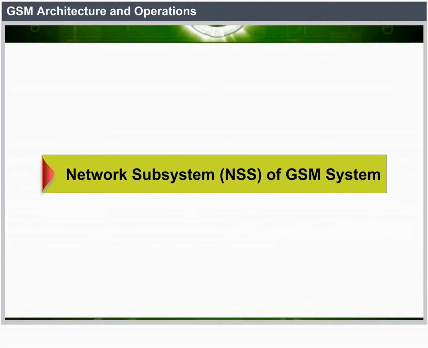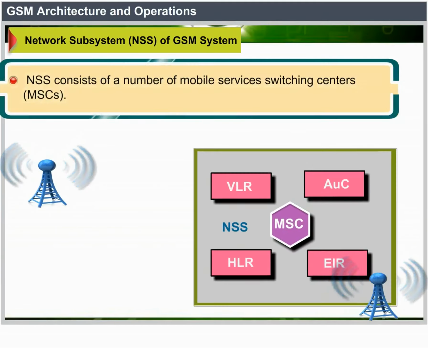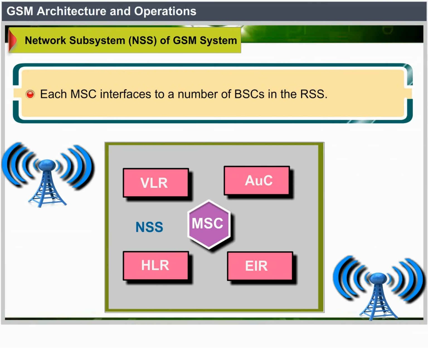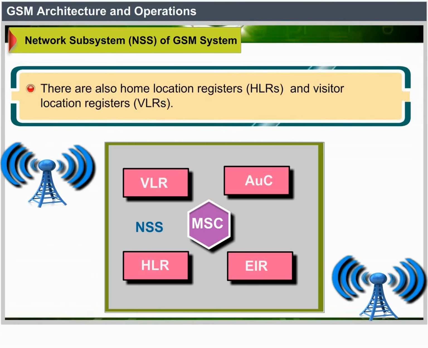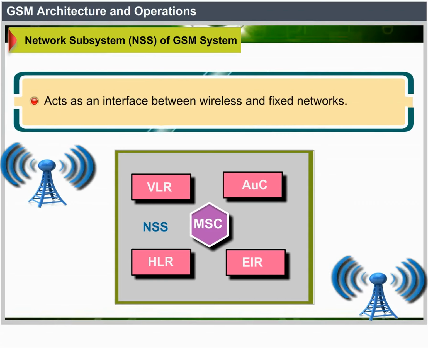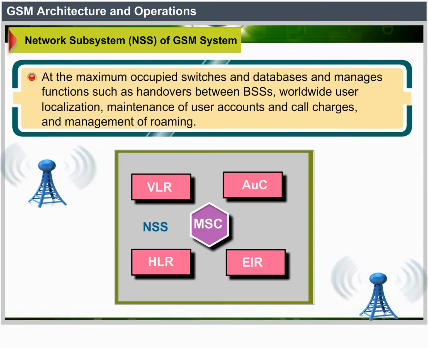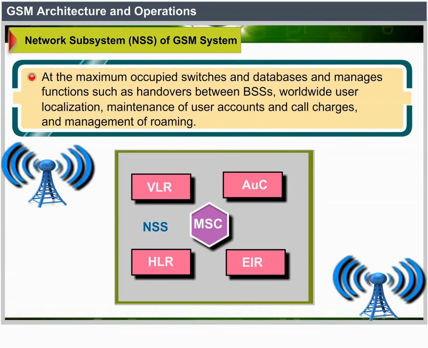Network subsystem NSS of the GSM system. NSS consists of a number of mobile service switching centers MSCs. Each MSC interfaces to a number of BSCs in the RSS. There are also home location registers HLRs and visitor location registers VLRs. It acts as an interface between wireless and fixed networks. It mainly consists of switches and databases and manages functions such as handovers between BSS, worldwide user localization, maintenance of user accounts and call charges, and management of roaming.